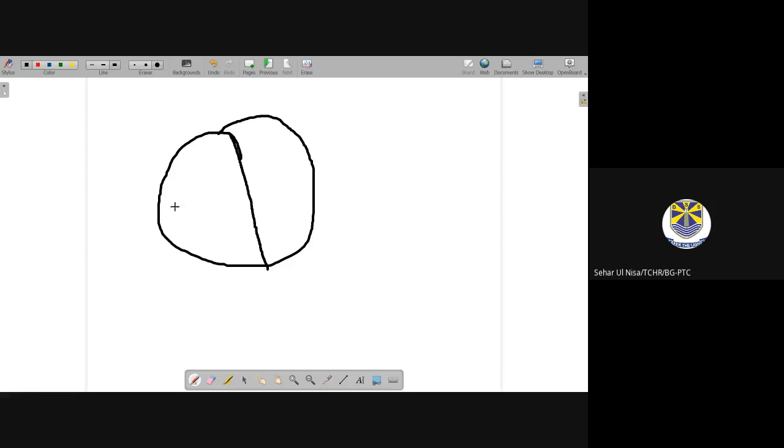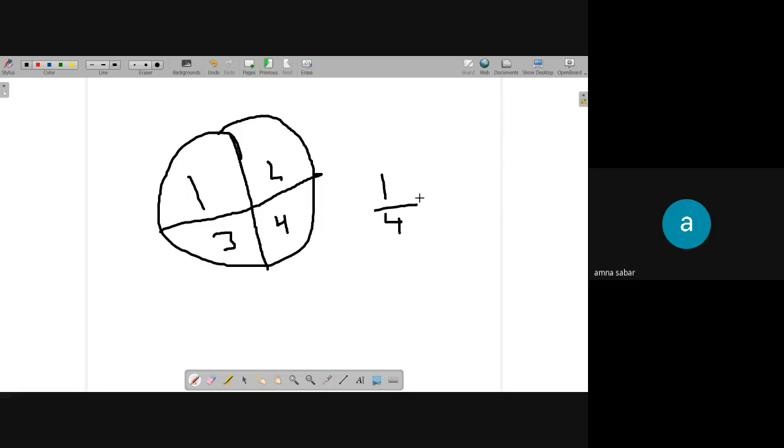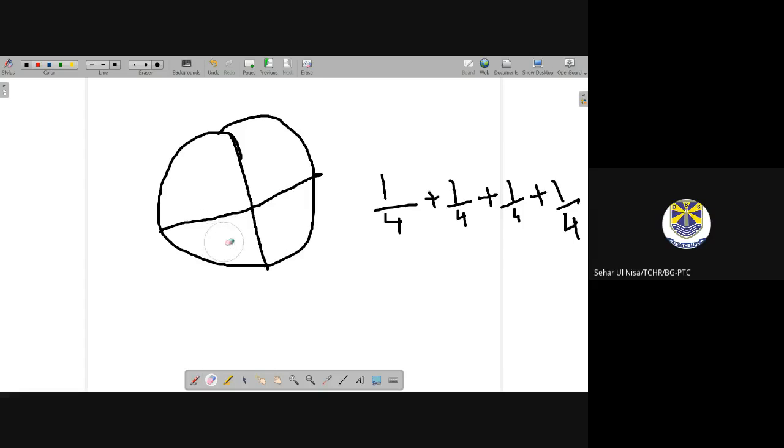This is a whole pizza. Okay, wait, let's take a shorter example. There are four members and we are going to divide it into four parts. Okay, 1, 2, 3, 4. Four parts, so every person will get one piece. So we will write the total number of pieces: 1 by 4 plus 1 by 4 plus 1 by 4 plus 1 by 4. Everybody is getting only one piece of pizza. And there are a total of four by 4 and it will make a whole.